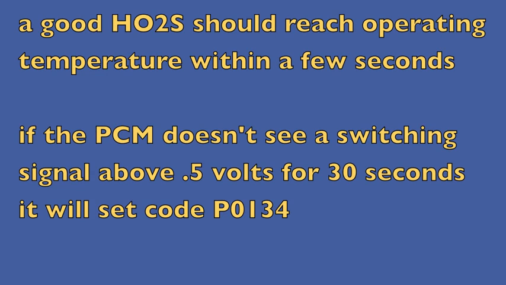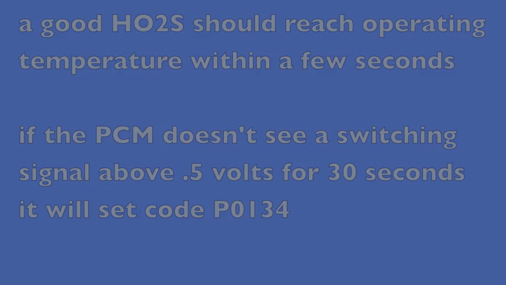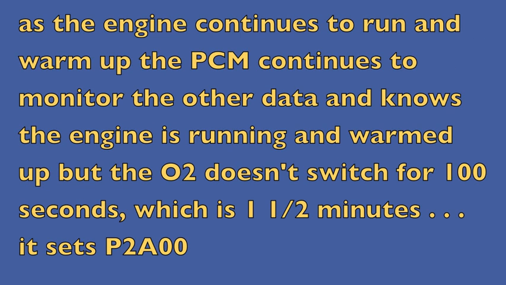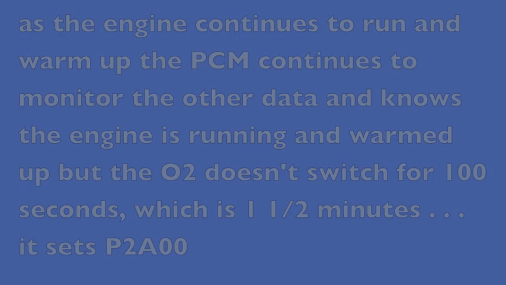A good heated O2 sensor should reach operating temperature within a few seconds. If the PCM doesn't see a switching signal above half a volt for over 30 seconds, it will set code P0134. As the engine continues to run and warm up, the PCM continues to monitor the other data, and it knows the engine is running and warmed up, but the O2 doesn't switch for over 100 seconds, which is a minute and a half. It will set code P2A00.